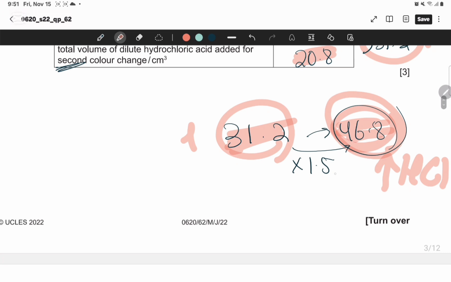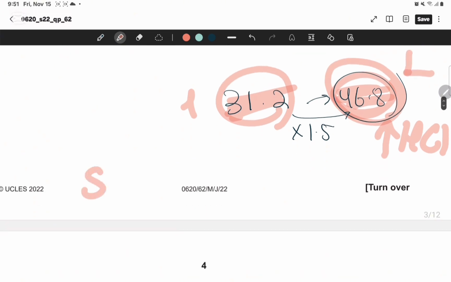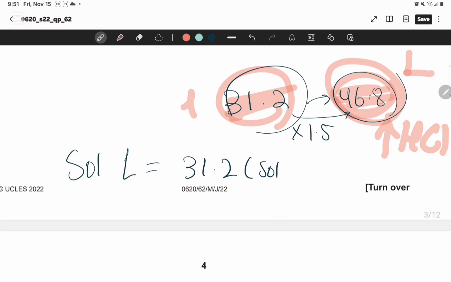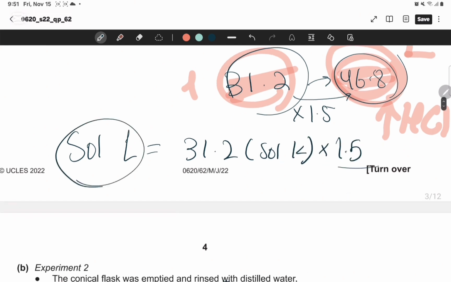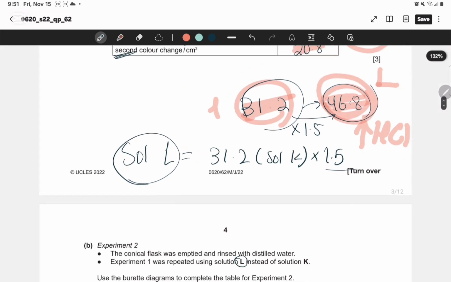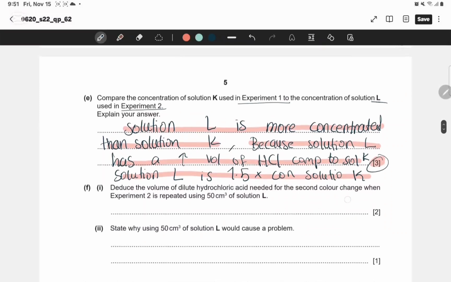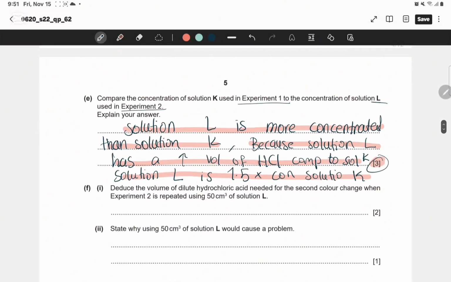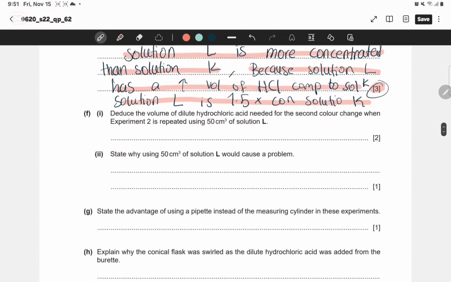Experiment 2 is equal to, which is solution, I think, L. Solution L is equal to 31.2, which is solution K, times 1.5. So solution L is 1.5 times greater than solution K. So which one's more concentrated? Solution L. Okay? So solution L is more concentrated than solution K because solution L has a higher volume of HCl compared to solution K. Solution L is 1.5 times the concentration of solution K.